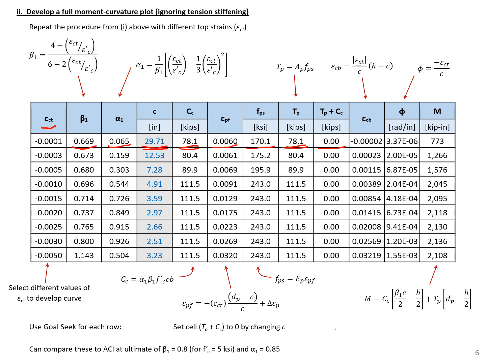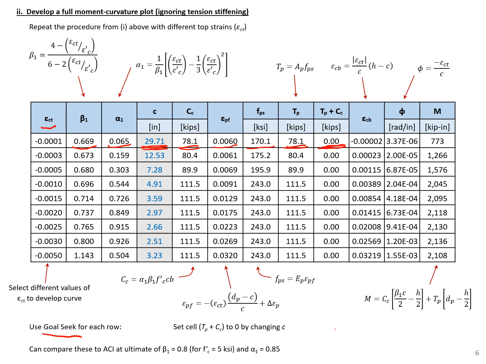So what I did here is I used a goal seek for each row, where I set the objective being that this value here equals 0 by changing the C value.